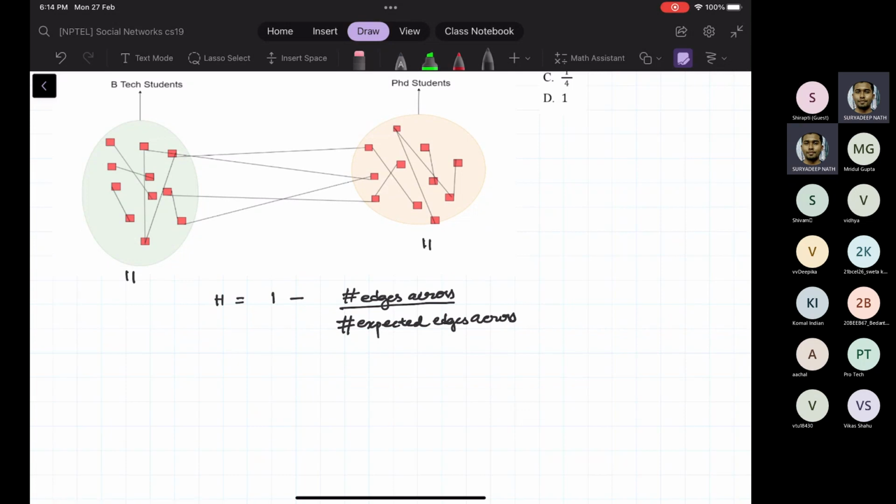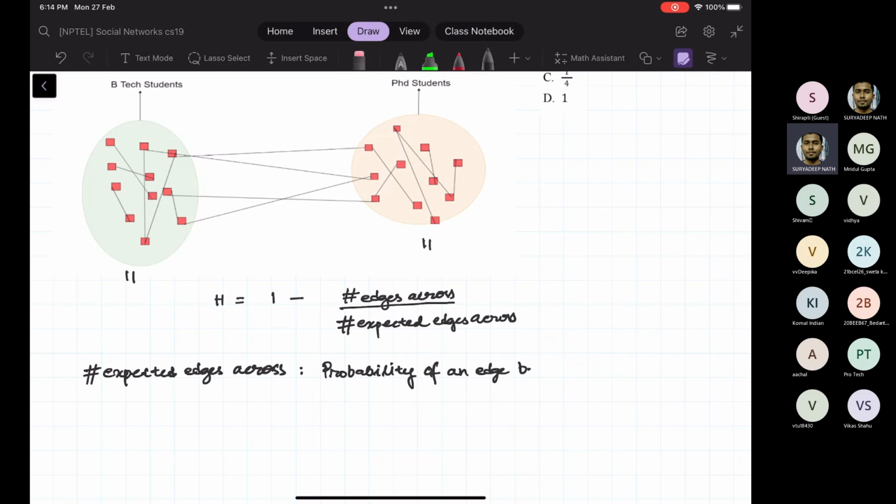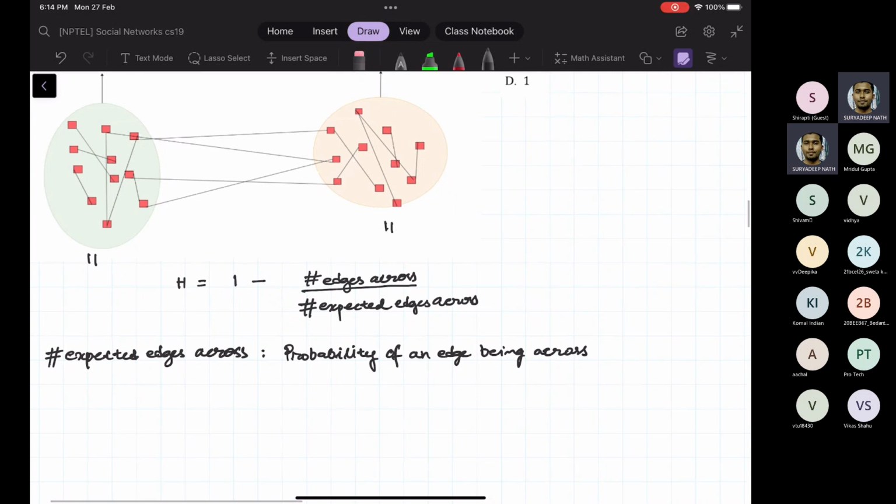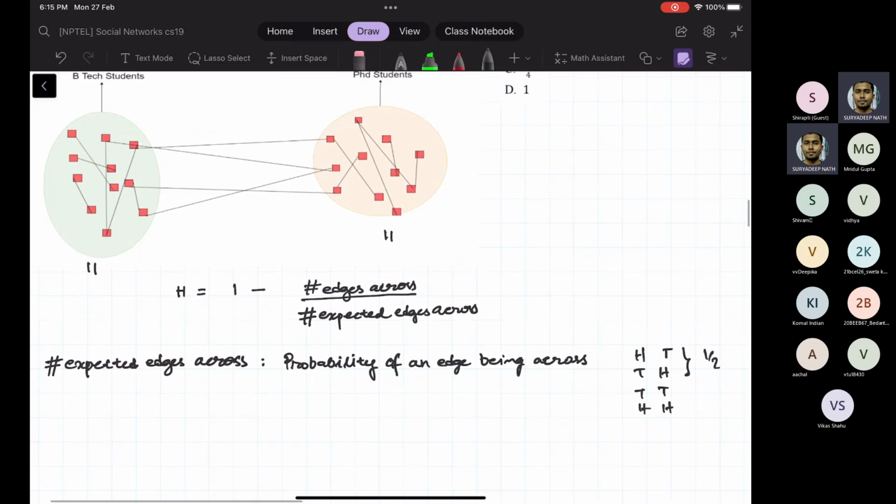So if we look at this expression, expected edges across, what is the probability of an edge being across? This is similar to tossing a coin: the probability of a head-tail or a tail-head occurring compared to a tail-tail or a head-head occurring is half, and this is 1/4, and this is 1/4. The same situation will occur here.